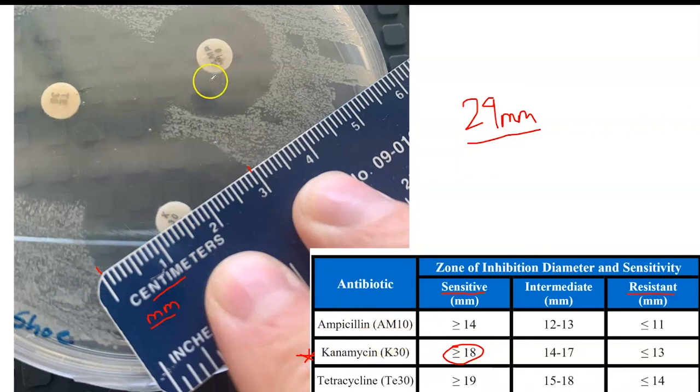Now I would do this for each of the other antibiotics as well. I would measure this diameter using my ruler all the way across, but now I would compare it to the ampicillin row. And then here's tetracycline. So we would have to go, again, this diameter. So that's how you end this lab. You measure zones of inhibition and then compare them to this table to determine if your bacteria are sensitive, intermediate, or resistant to these three different antibiotics that we studied.